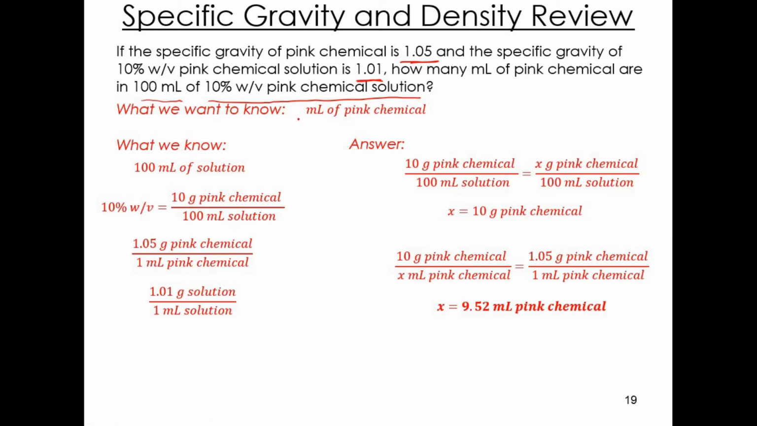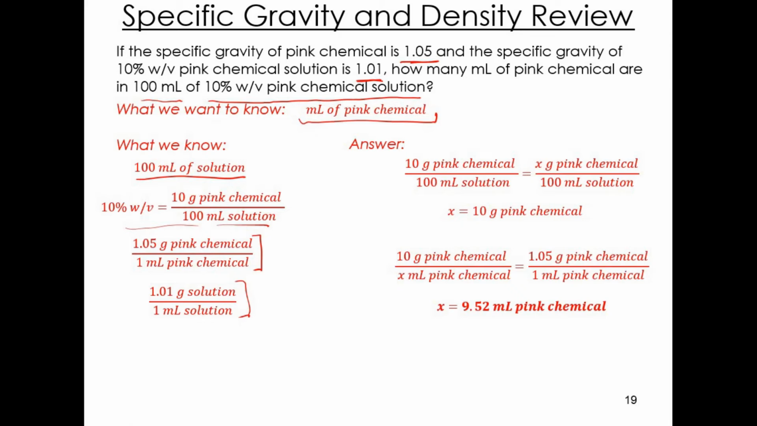So what we want to know are mL of pink chemical. What we know are the 100 mL of pink chemical solution. That's the total volume of the solution. We know the concentration of the pink chemical solution. And then we're given specific gravity or density values for pink chemical itself and for the solution.